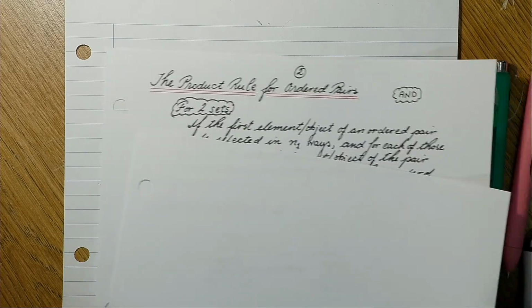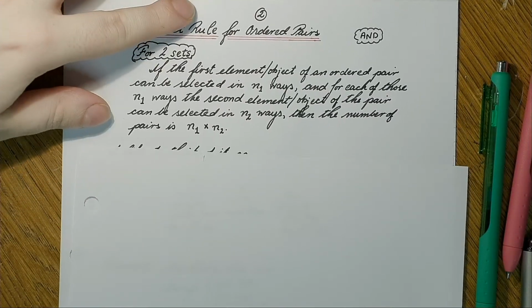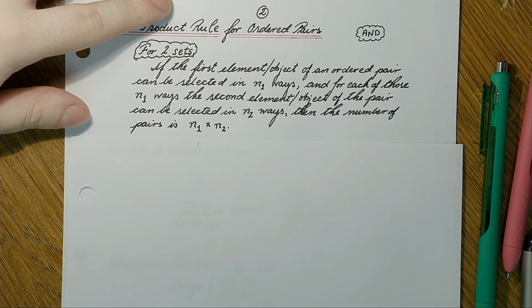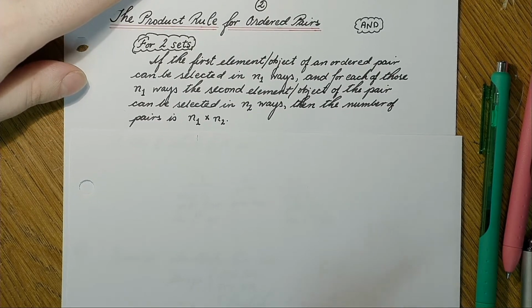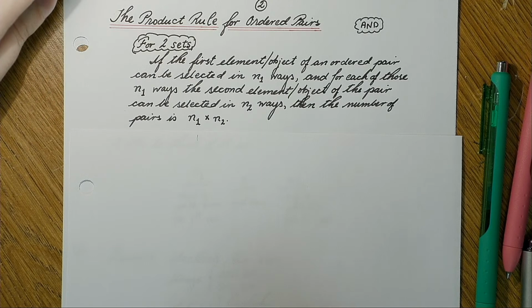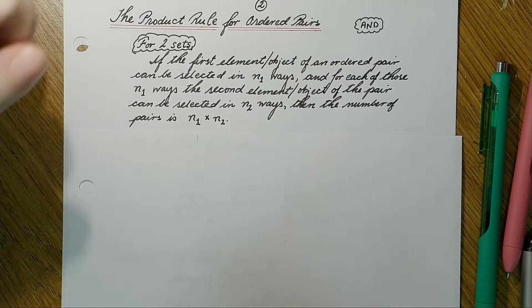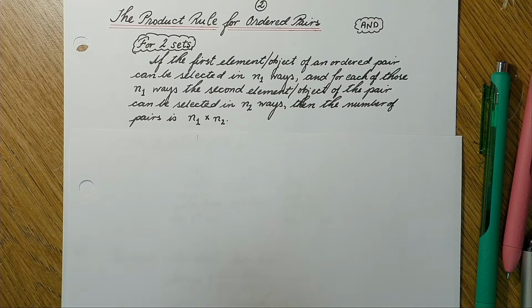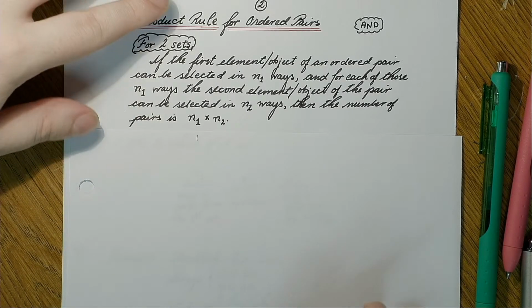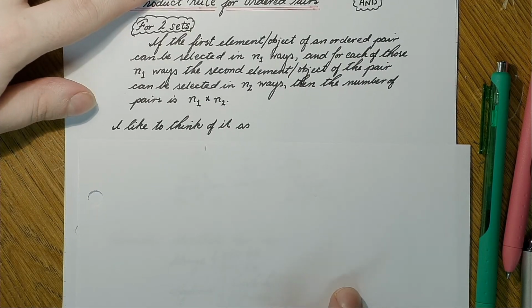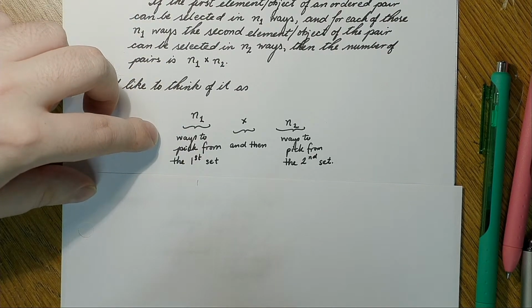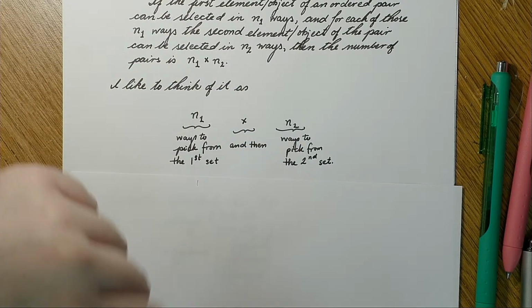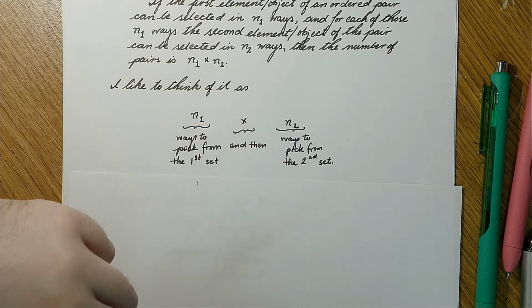This is called the product rule for ordered pairs. This is from the textbook. For two sets, if the first element or object of an ordered pair can be selected in n1 ways, and for each of those n1 ways, the second element or object of the pair can be selected in n2 ways, then the number of pairs is multiplied so that we have n1 times n2. So there's n1 ways to pick from the first set, and n2 ways to pick from the second set.